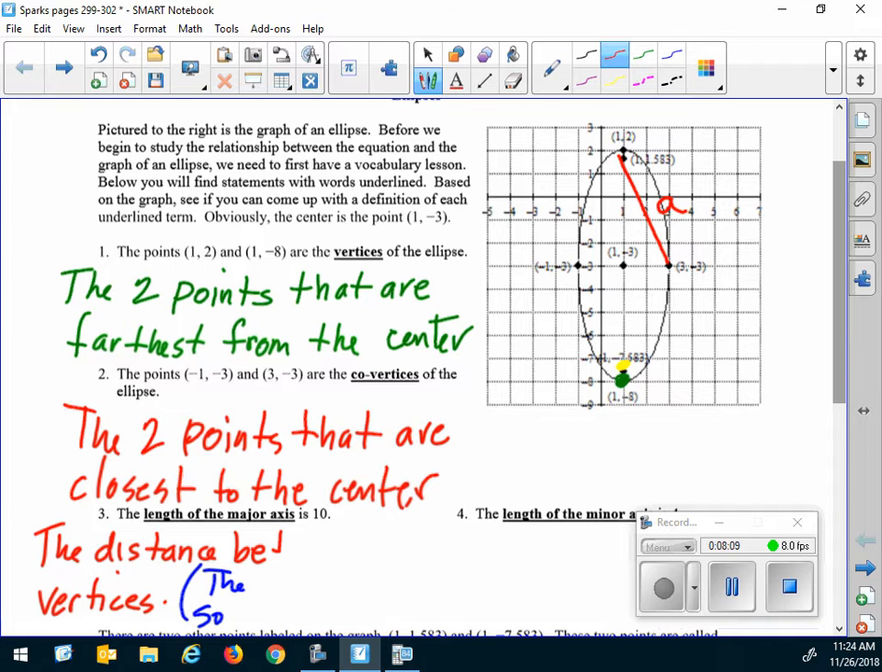Now take a look right here. What's this length? No, the distance between a center and a covertex. I know it's 2, but in general, it's B. Yeah, my bad. I didn't explain that very well. That's B.